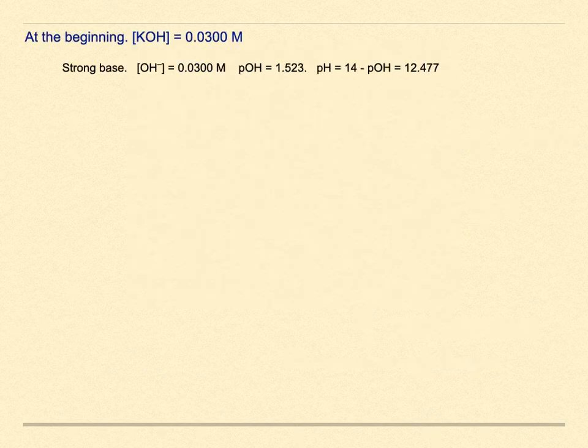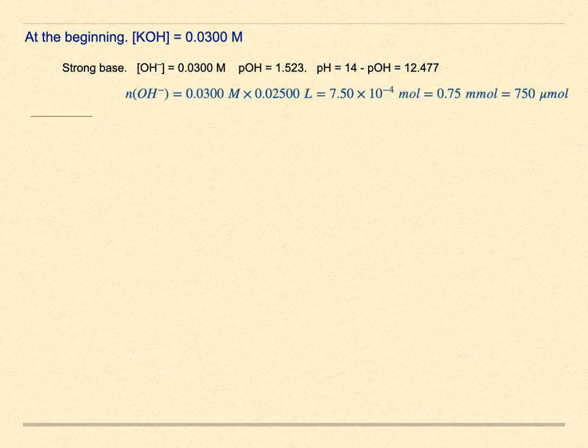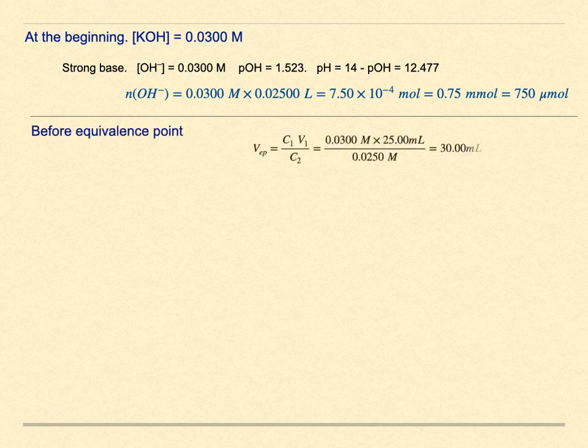Let's find the titration curve where the analyte has a strong base concentration of 0.03 molar, an analyte volume of 25 milliliters, and a strong acid titrant with a concentration of 0.025 molar. This time the titrant concentration is less than the analyte, so the equivalence point volume will be greater than the analyte volume of 25 milliliters. The starting pH is just that of the formal base concentration. The pOH is 1.523, so the pH is 12.477. The equivalence point volume this time is 30 milliliters.